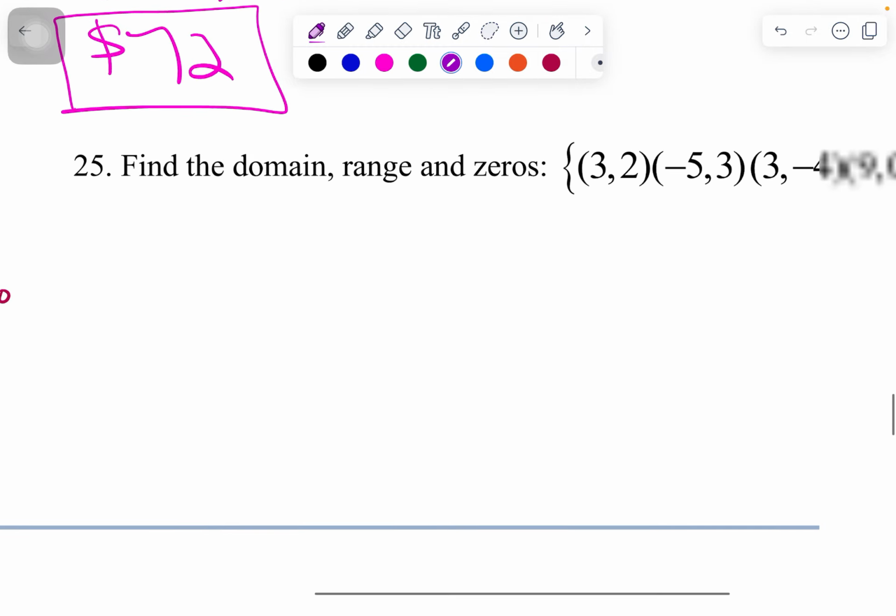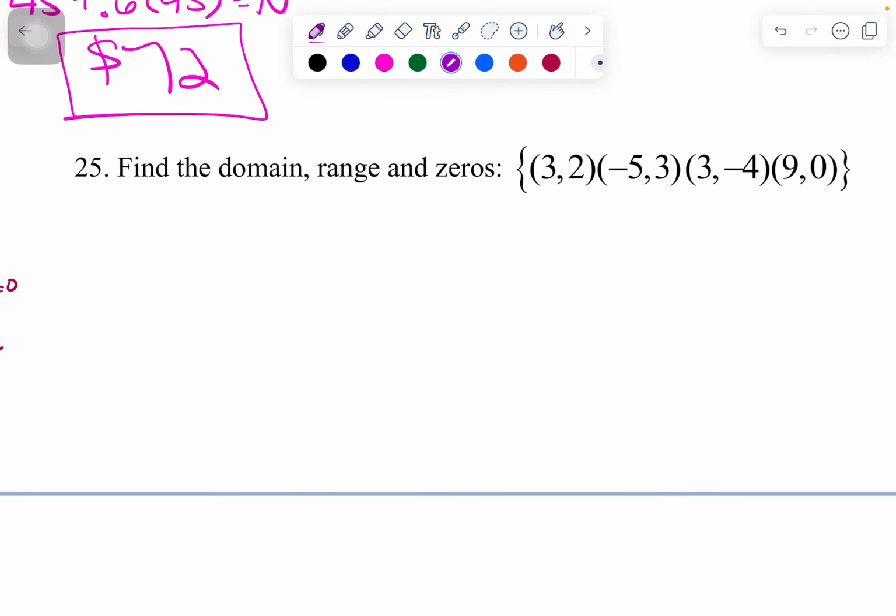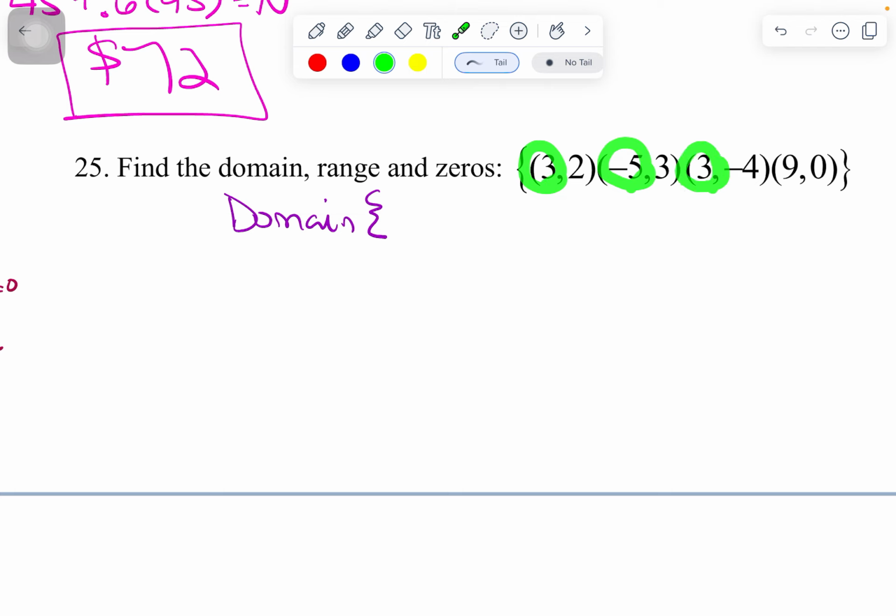Now we've got domain, range, and zeros for number 25, and I believe this is the last question. I want to find the domain. Domain are my x values. So I've got 3, -5, 3, and 9.